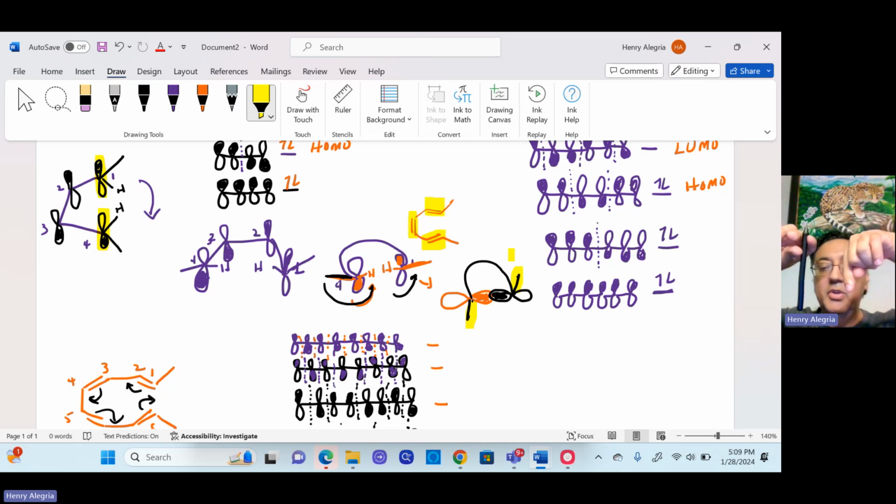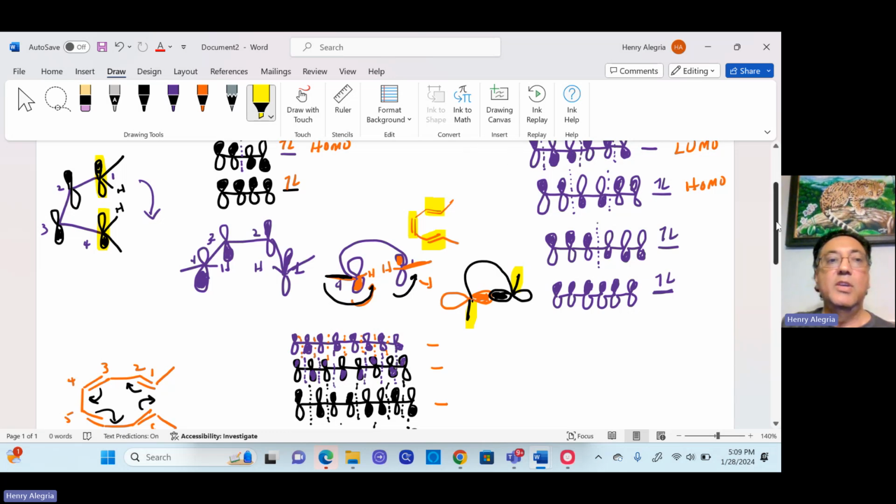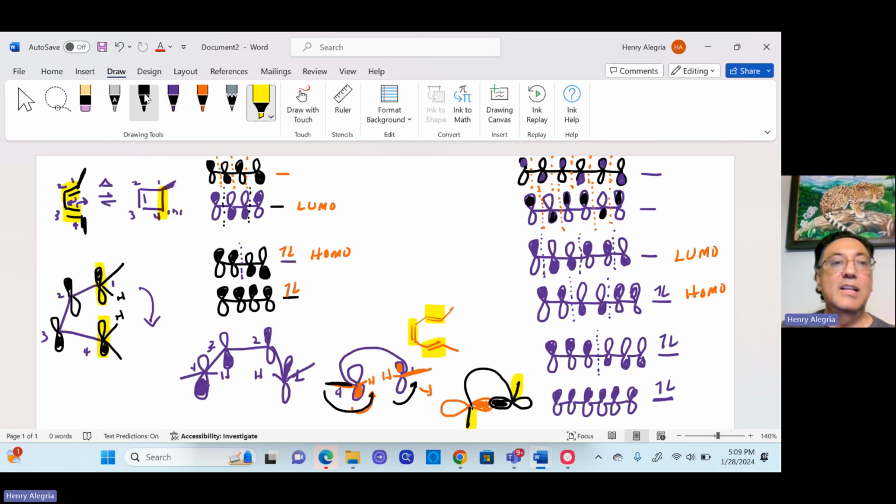If both had ended up pointing down, that would have been cis. But here, one is up, one is down, and that's trans. And that is exactly what we said the stereochemical outcome of this happens to be, right? Hopefully that makes sense.